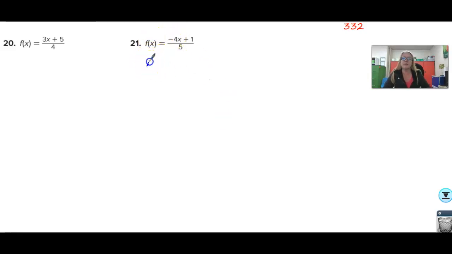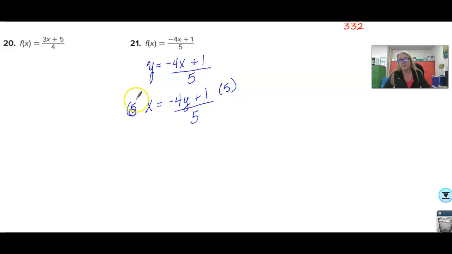We get rid of the f(x) and we replace it with y: (-4x + 1)/5. And then we switch the x and the y. So we have x = (-4y + 1)/5. First step, we can't do anything with this numerator until we get rid of this fraction. So let's multiply both sides by 5. That gets rid of that. Now I have 5x = -4y + 1.